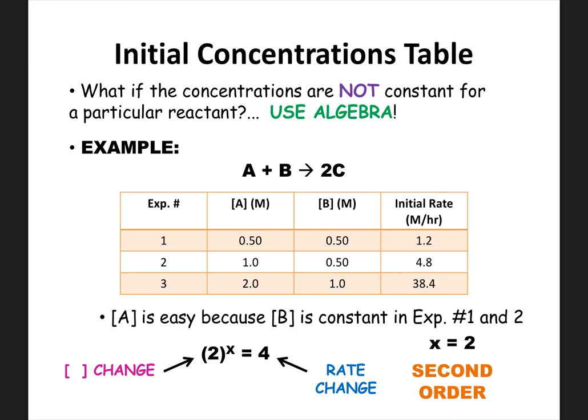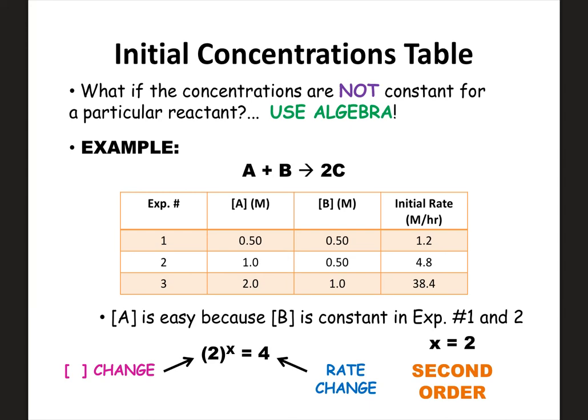So if you notice, again, I try to keep the bigger numbers on top here. The rate quadrupled here. So 4.8 divided by 1.2 is 4. And that would be equal to what happened to the concentration change. 1 divided by 0.5 is 2. So 2 to the power of x equals 4. When you solve for x, you find out here that the reaction is second order with respect to A.